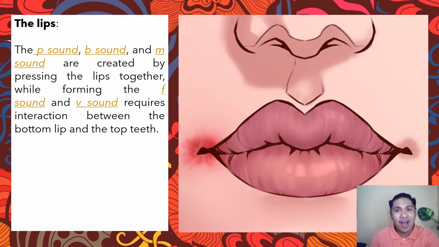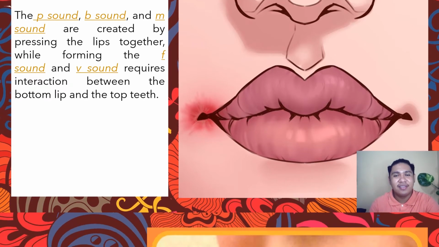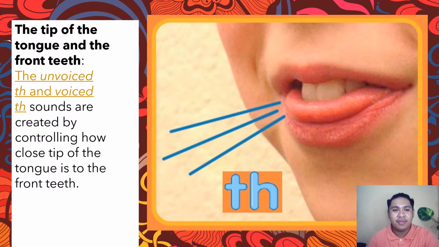Now let's move on to the next part of the vocal tract. The tip of the tongue and the front teeth. So basically, these parts are used to produce the unvoiced TH and voiced TH. They are created by controlling how close the tip of the tongue is to the front teeth.